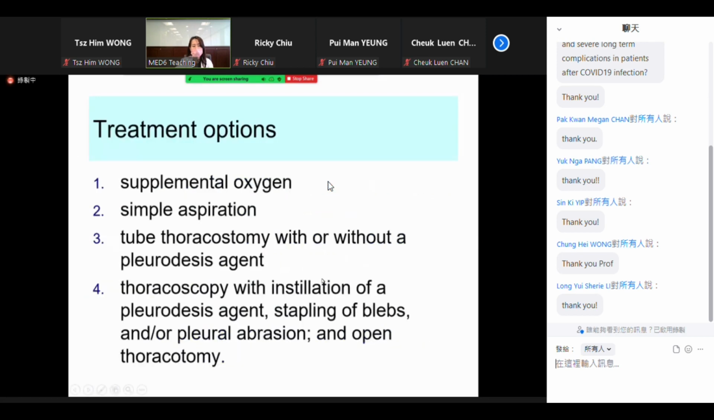So for treatment options, first of all, you have to give oxygen immediately, and then we have to find a way to remove the air from the pleural space. It can be done by simple aspiration or tube thoracostomy. Later we will give a pleurodesis agent. After lung expansion, we can give the pleurodesis agent through tube thoracostomy, via fluoroscopy, or through surgery. So oxygen and drainage of air are most important.